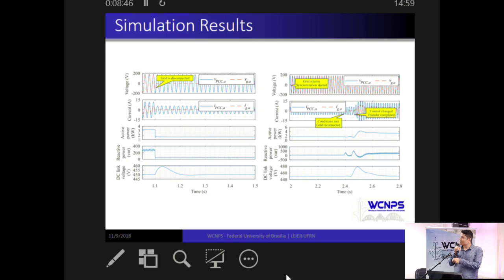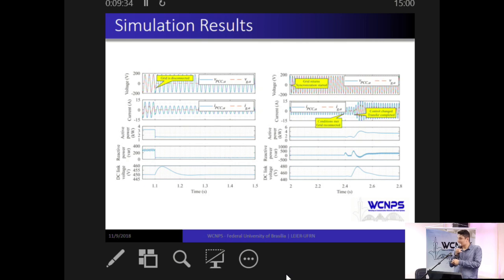It's a little small, but it can be seen that the grid voltage, in orange, becomes zero. Then the control switches here, and it's seen that the power reference decays, and the reactive power reference also decays, and there is a little transient on the DC link voltage, but not very significant. It's 10 volts on 450 volts.